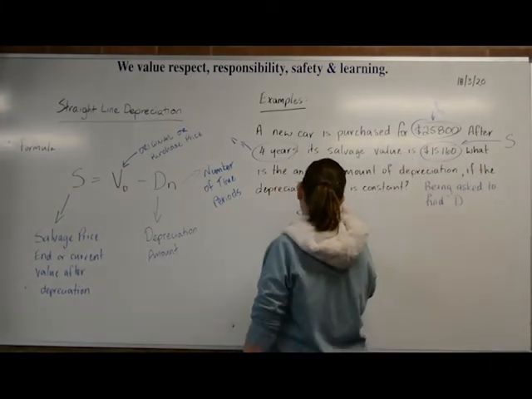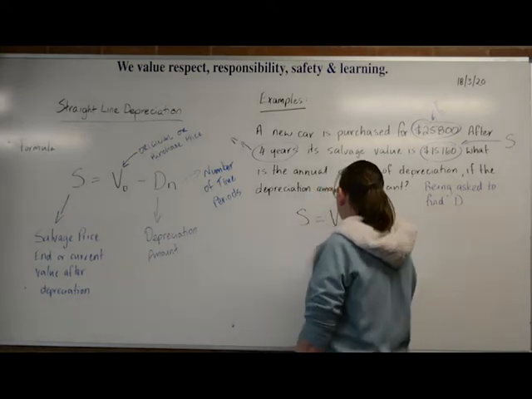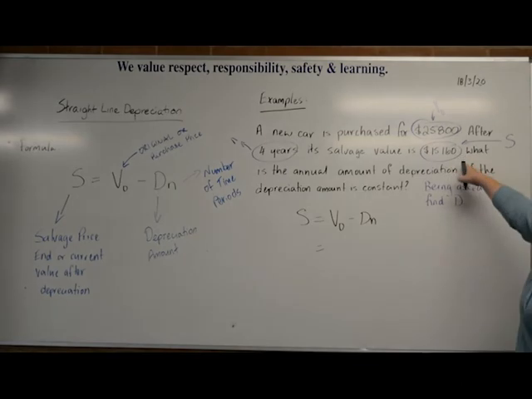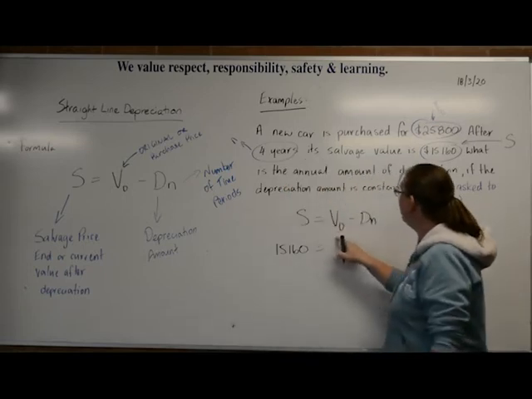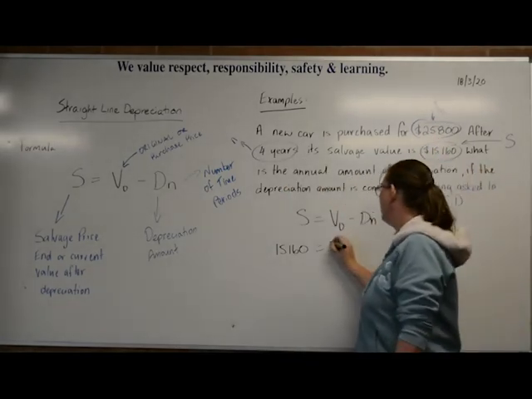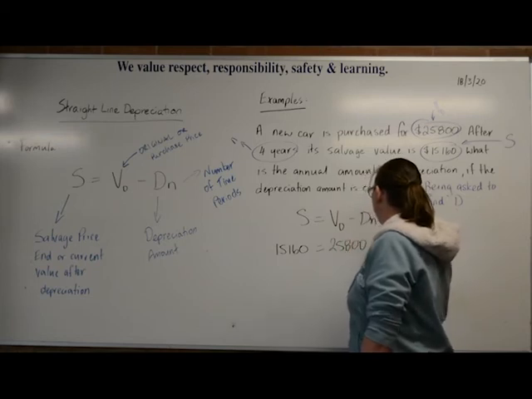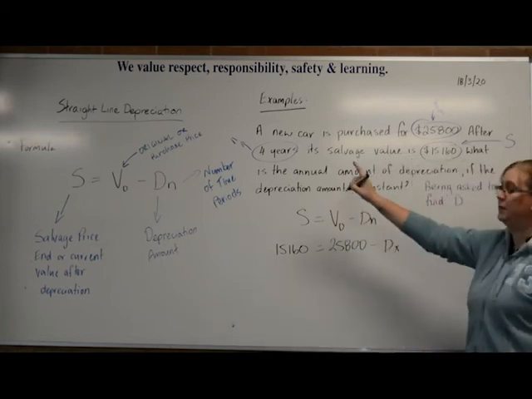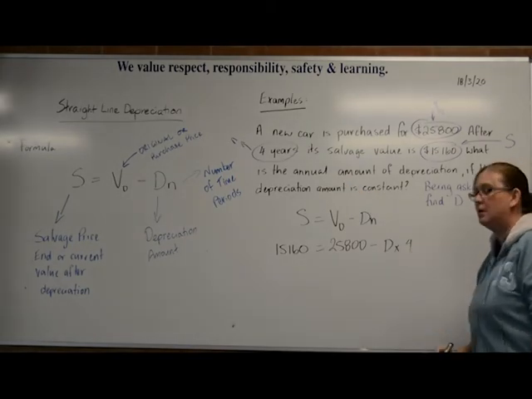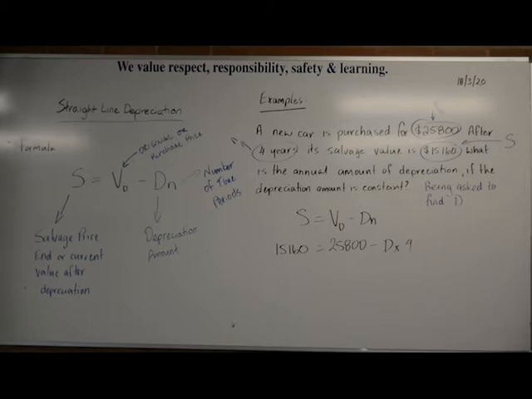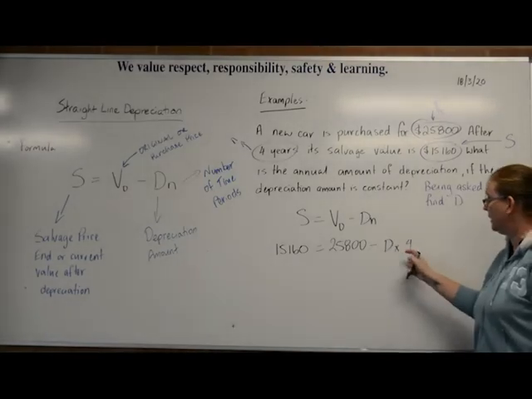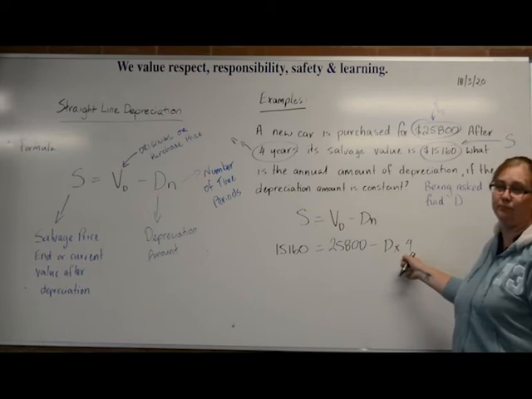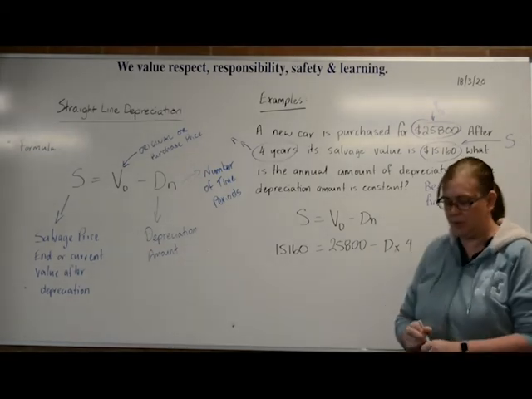So S equals V0 minus dn. Alright, we know what S is. S is 15,160. We know what V0 is. V0 is the 25,800. We don't know what D is, but we do know what N is. N is 4. Okay? So, a couple of things that we can do. We could have rearranged this to get D on its own, or we can rearrange this to get D on its own.